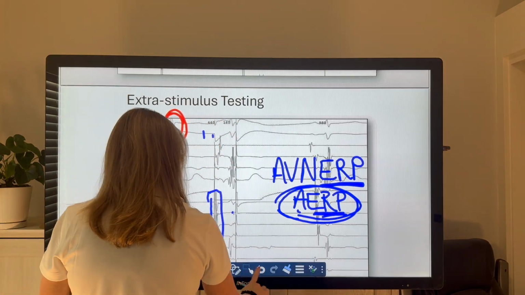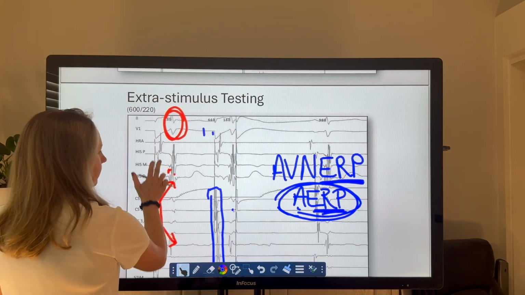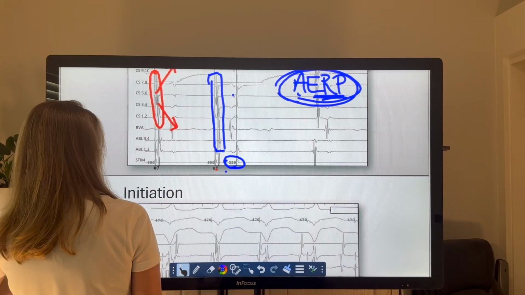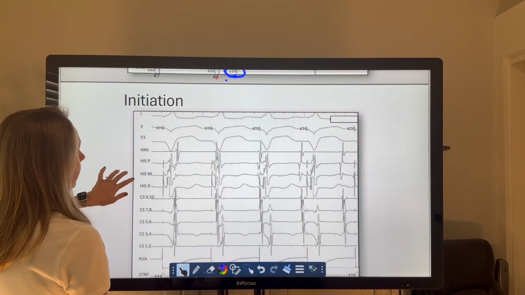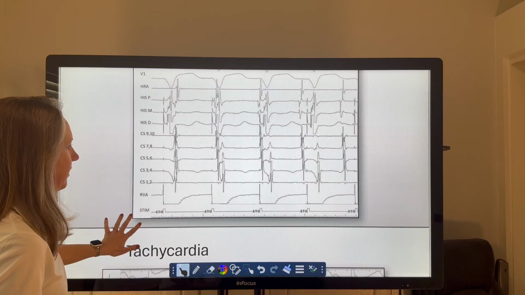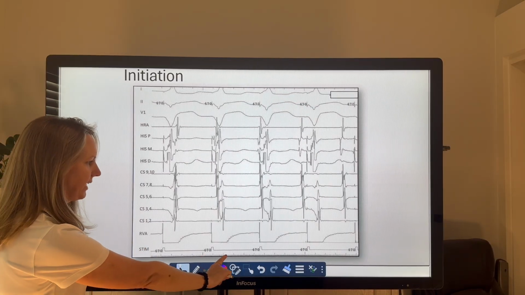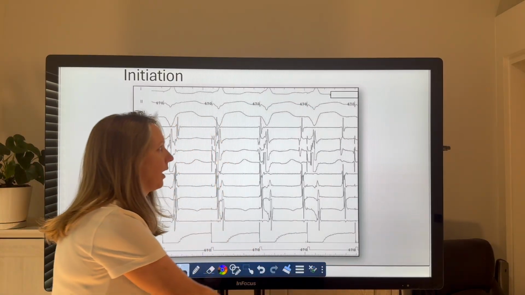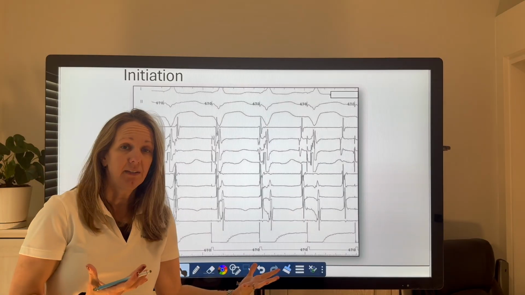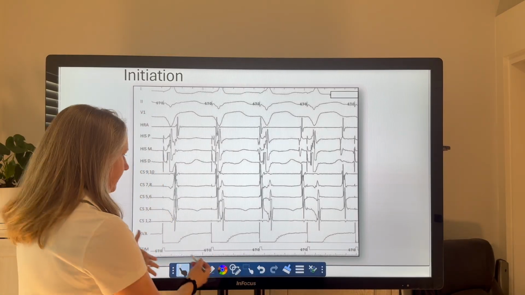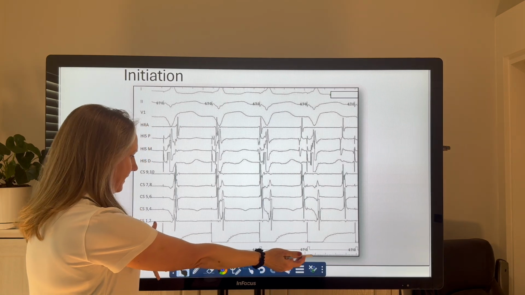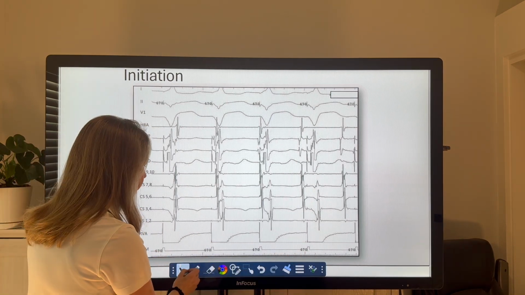All right, moving on. A little further down the road, it looks like we're pacing here at 470. I want to say we're probably decremental pacing, but it's not shown here because I'm not seeing the rate change.